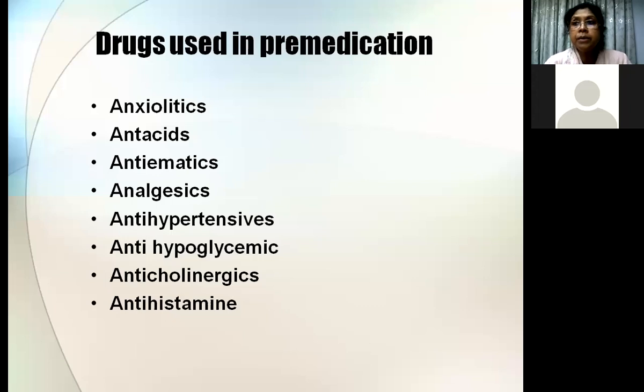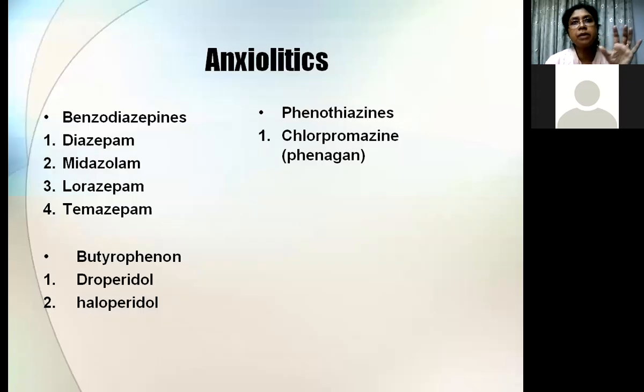But we use cholinergics also. Why do we use that? To reduce the amount of secretions that is produced in the airway. Why is it important? Actually, it is important in patients who come for awake fiber optic intubation and for various types of other intubation. Then antihistamine drugs are used for allergic patients. So now I have described the groups and why we use them. Let's see what are the types of drugs we have as anxiolytics and in all the other groups.